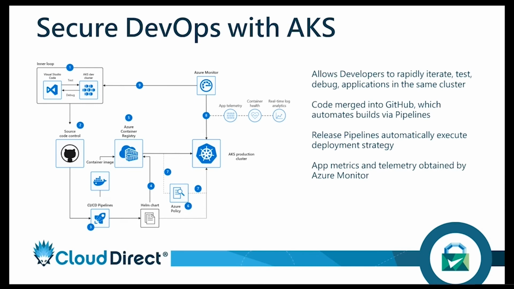So move on to number 8, which is some of the telemetry as well. Making sure that the app telemetry is gathering health. It's all in the background. It's doing what Azure Monitor does best. It's gathering the telemetry, container health, looking at real-time analytics to make sure we have a better understanding of what's happening within that AKS production cluster.